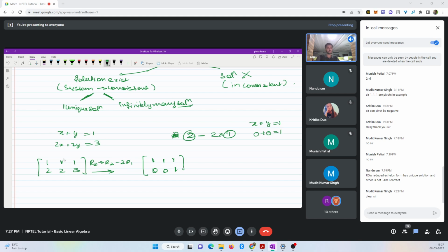Now you see the second equation says that 0 is equal to 1. Is that possible? That is not possible. Okay. So this kind of system is called an inconsistent system, that the solution does not exist. Here also you can see that the second row would suggest that 0 is equal to 1. So whenever you have this kind of formation, then your system is inconsistent.